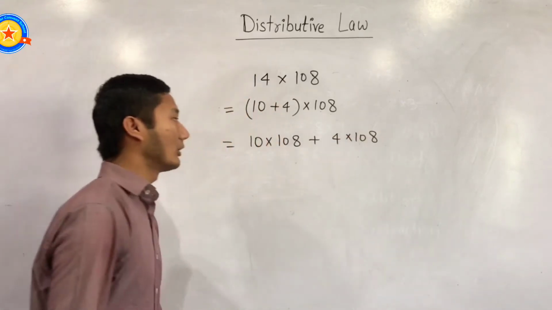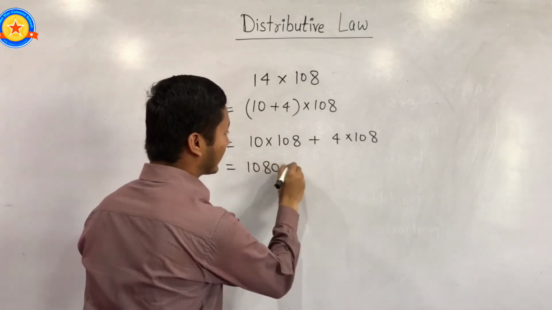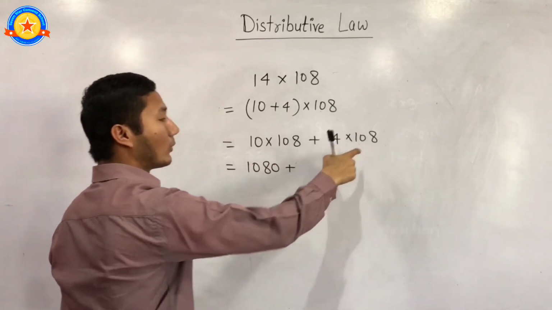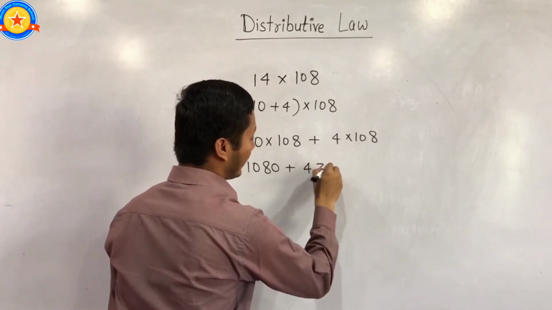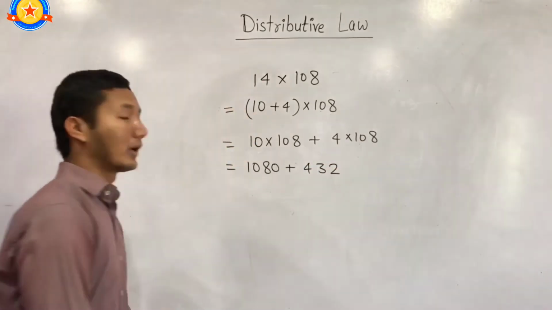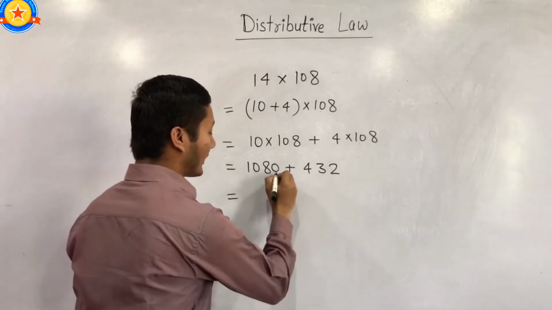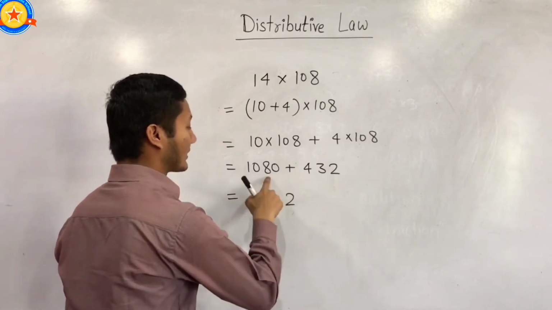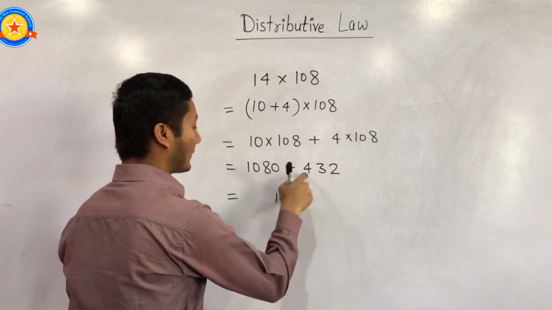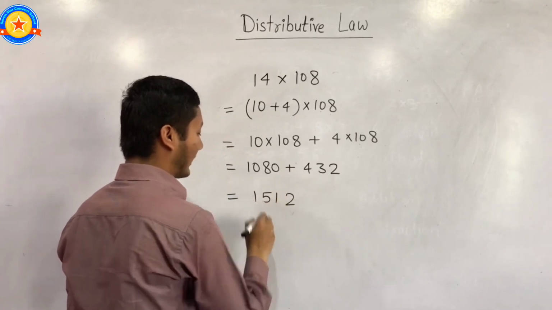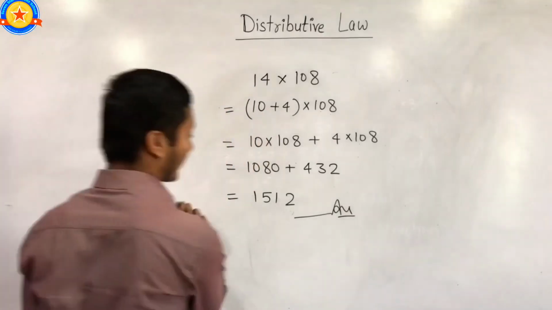If you solve this simply, it becomes 1080 plus, if you multiply 4 into 108, it becomes 432. Finally if you add these, 0 plus 2 becomes 2, 8 plus 3 becomes 11, carry 1, 0 plus 4 is 4 plus 1 is 5, and now finally 1. So the answer is 1512. This is our answer.